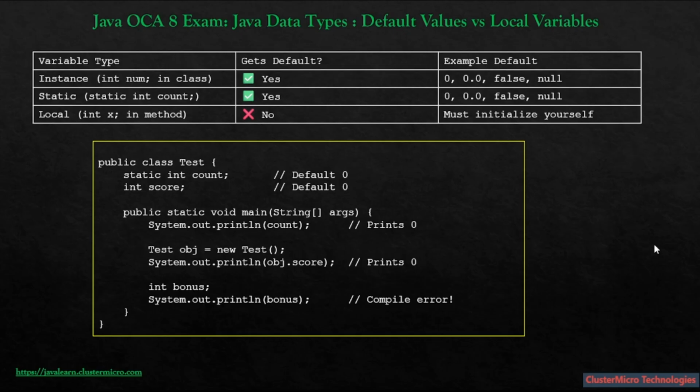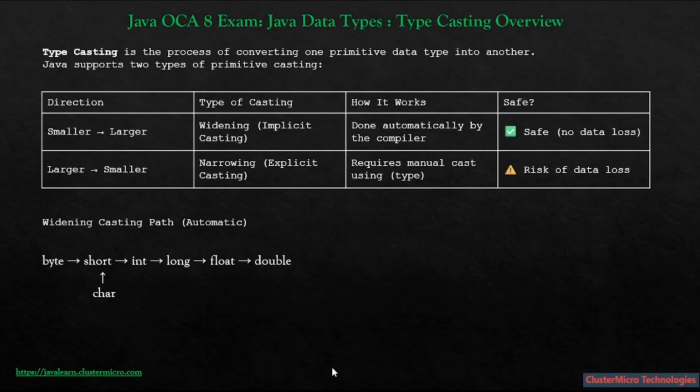Typecasting overview. Typecasting is the process of converting one primitive data type into another. Java supports two types of primitive typecasting. Basically, smaller to larger is called widening, and larger to smaller is called narrowing. Going from a larger type to a smaller type is called narrowing, or explicit casting. You must manually tell Java to do it because data might be lost. Smaller to larger type is called widening, or implicit casting. Java does it automatically because there is no risk of losing data.